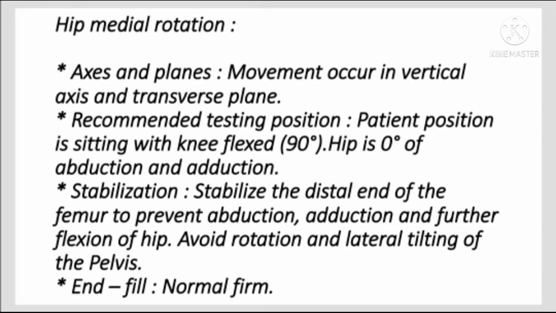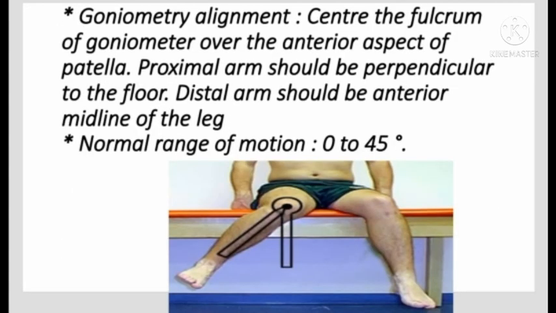Stabilization. Stabilize the distal end of the femur to prevent abduction, adduction and further flexion of the hip. Avoid rotation and lateral tilting of the pelvis. End feel is normal firm. Goniometry alignment. Center the fulcrum of the goniometer over the anterior aspect of the patella. Proximal arm should be perpendicular to the floor. Distal arm should be at the anterior midline of the leg. Normal range of motion is 0 to 45 degrees.